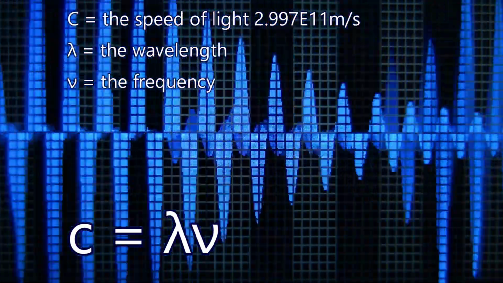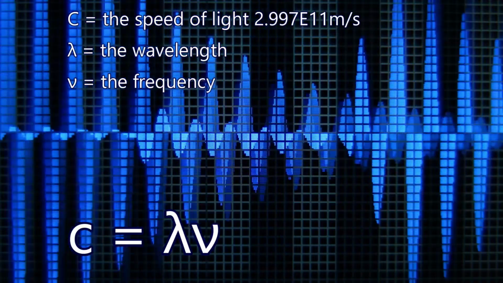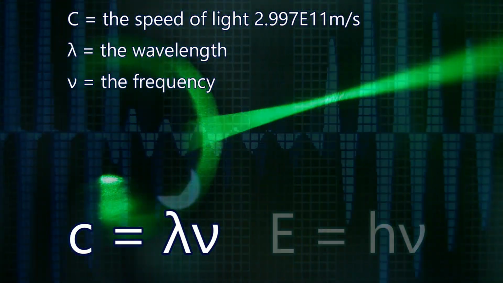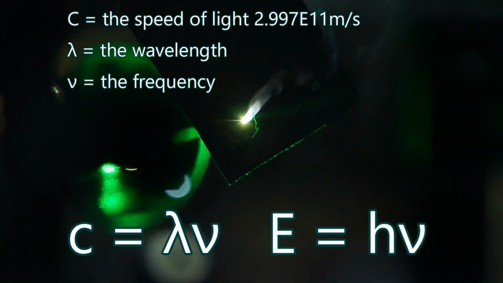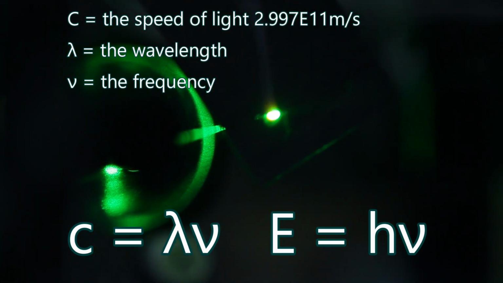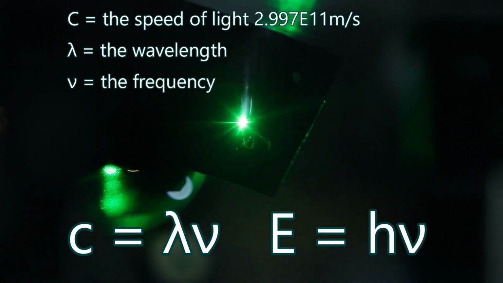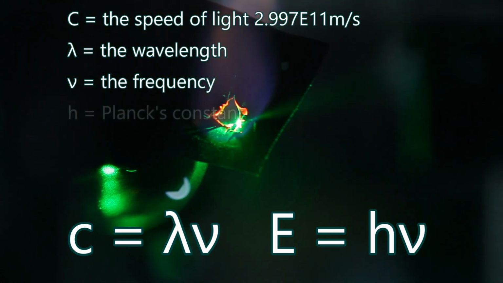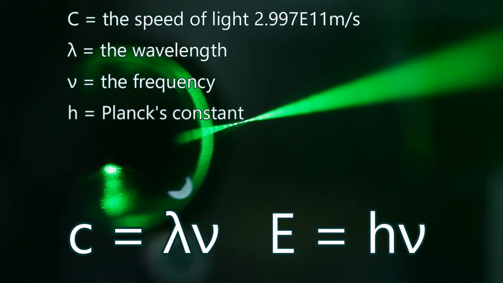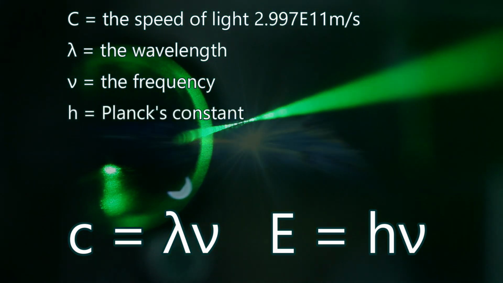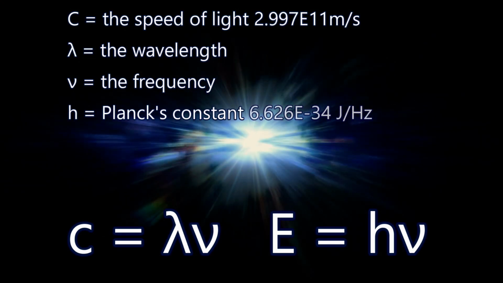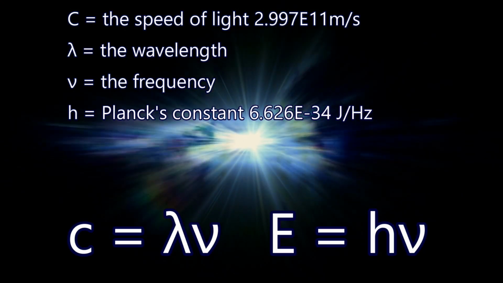But using frequency can be useful. If you know the frequency of a photon, you can use this equation, called the Planck-Einstein energy-frequency relation, where E equals h nu. H stands for Planck's constant, and nu stands for the frequency. Planck's constant is 6.626 times 10 to the minus 34 joules per hertz.